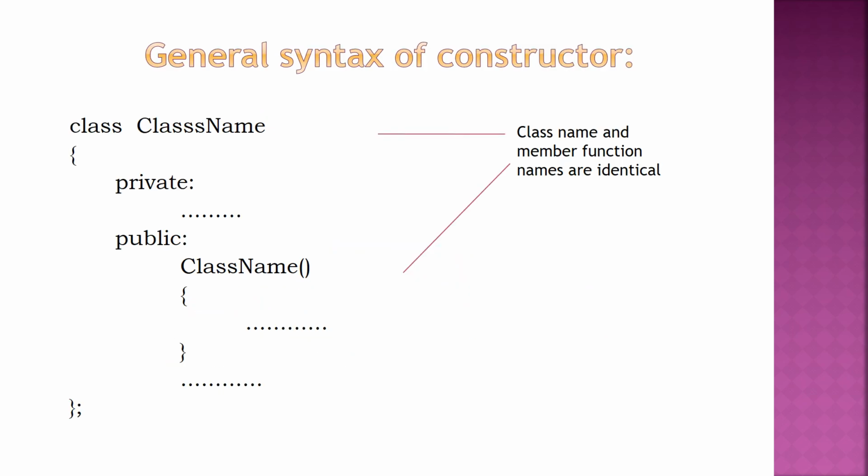Here we have a general syntax for the constructor. Here we have a class. Class is a keyword followed by the class name. My class consists of two access specifiers, private as well as public. And I have created my constructor with the same name as the class name. This is how you create a constructor. The class name and the constructor name are identical.